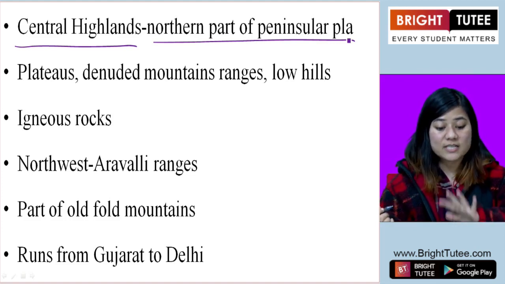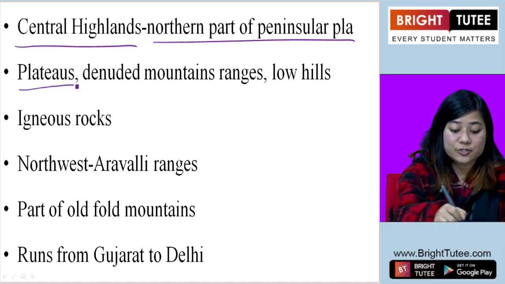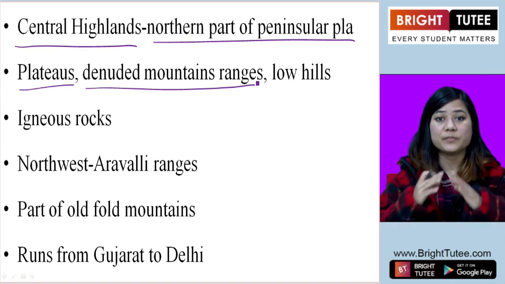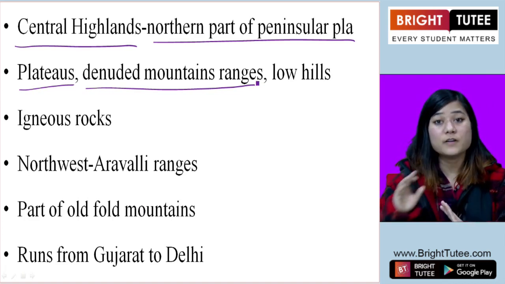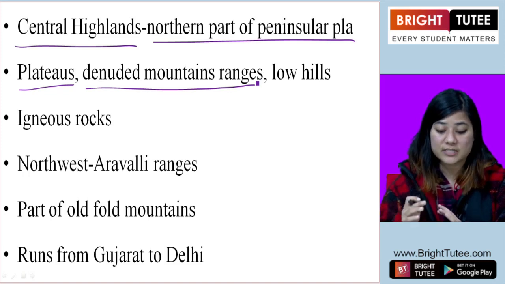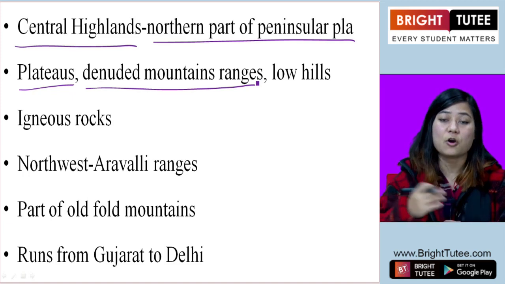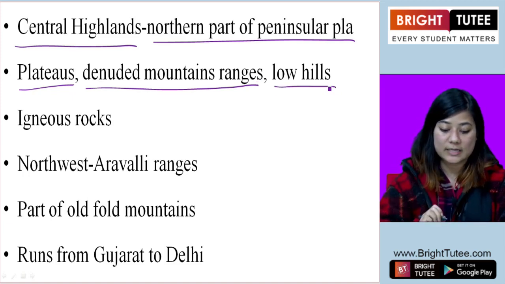Okay. Now this region of Central Highlands has plateaus, denuded mountain ranges, meaning they're not covered in vegetation or trees. They're denuded. They're just dry. They look like a mountain or hill of mud. Okay, and they have low hills.